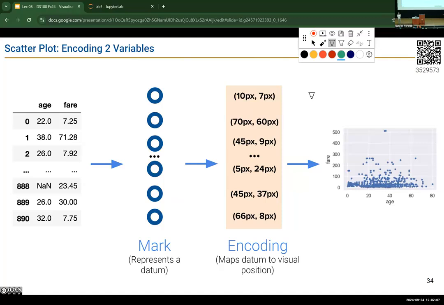A 2-dimensional encoding could be, okay, I want to do a scatter plot. I want to take a look at the association between age and fare. In that case, a 2D marker would have been helpful, because I can say I'm going to use these 2 dimensions, the age being 22 and the fare being 7.25, and encode it in 2-dimensional space as opposed to 1-dimensional space. In that case, it makes sense to have a 2D marker in a 2-dimensional channel space.